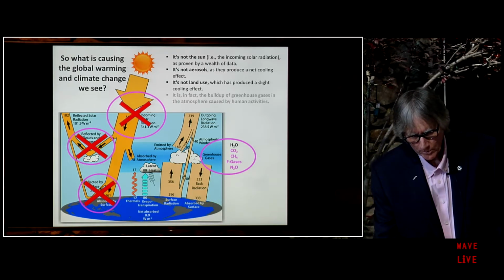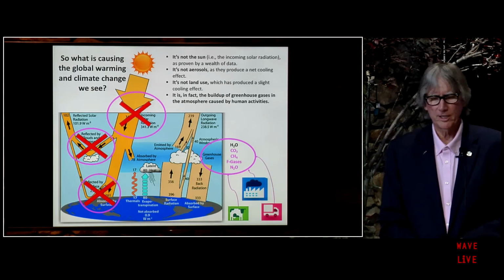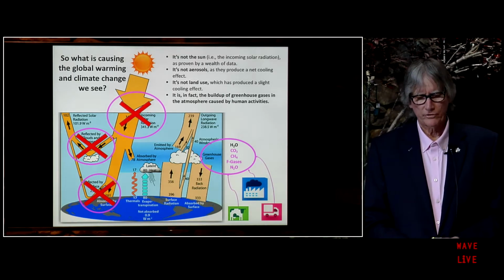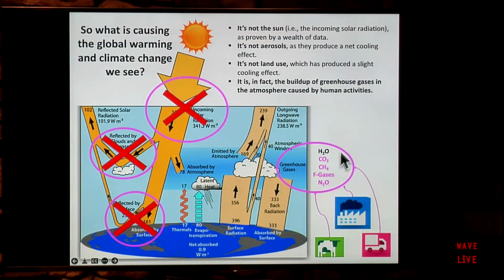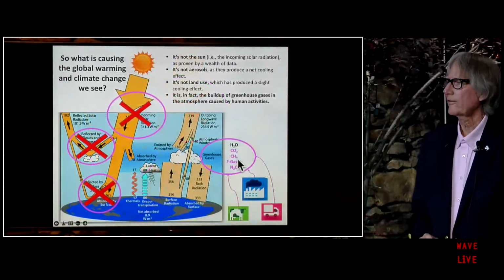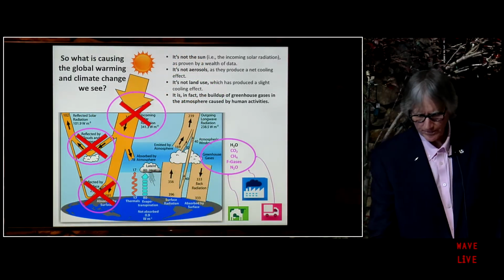So what's causing the global warming? Well, in fact, it is indeed the buildup of greenhouse gases in the atmosphere caused by human activities. So here are these greenhouse gases, and I've put them in the order of how much infrared radiation they are trapping, how much global warming they're causing. Top of the list is water vapor, then carbon dioxide, CO2, methane, the fluorinated gases, or F gases. These are gases that contain the atom fluorine in the molecule. They're typically used in refrigeration. And finally, nitrous oxide.